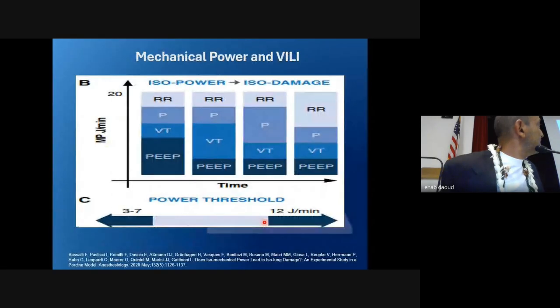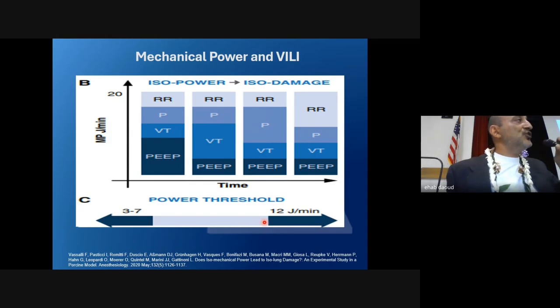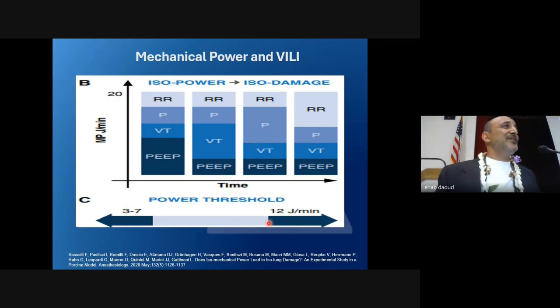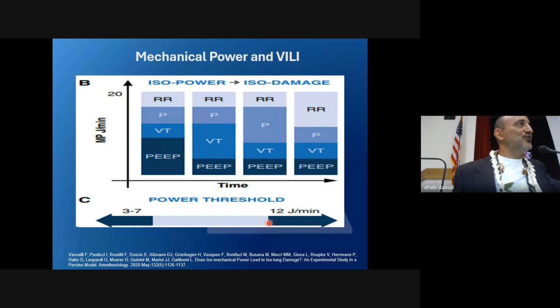Again, same conclusion. I'm going to skip this because we don't actually know what part of the mechanical power injures the lung. Is it tidal volume, respiratory rate, pressure, whatever. Gattinoni did that study and it looks like whatever increased mechanical power would worsen the lung. And he came up with that 12 joules per minute. In reality, if you put any patient who has respiratory failure, to get to that 12 is pretty challenging when you do the calculation. 12 is actually pretty good.